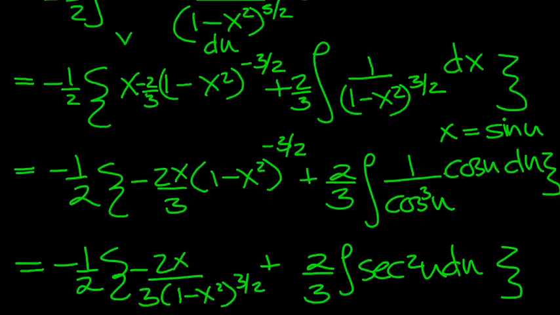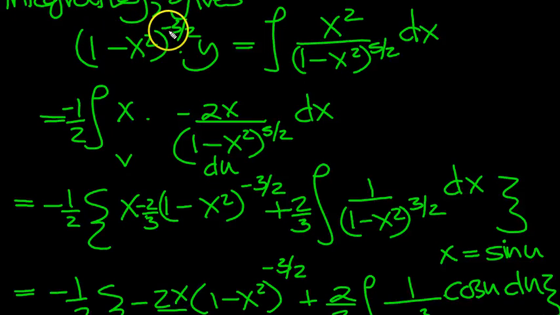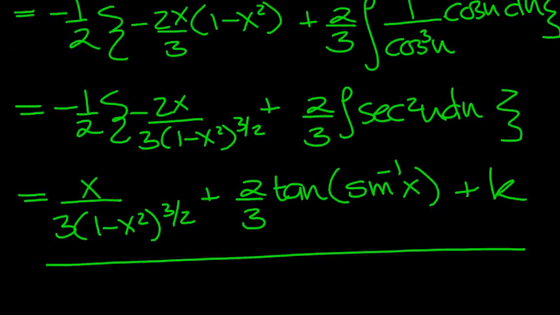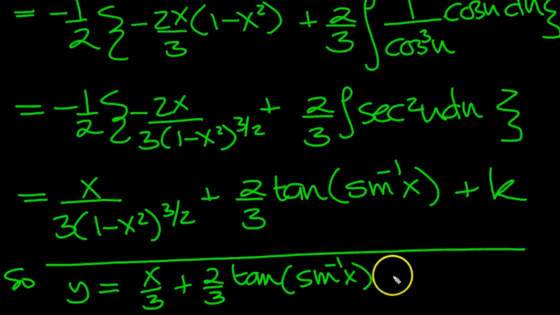What did we get at the top? y, what was it on the left? It was (1 minus x squared) to the minus 3 over 2. So let's times through by that then, (1 minus x squared) to the 3 over 2. So y equals then, timesing by (1 minus x squared) to the 3 over 2, we just get x over 3, plus 2/3, tan of sine to the minus 1 x, and then we're timesing by 1 minus x squared.